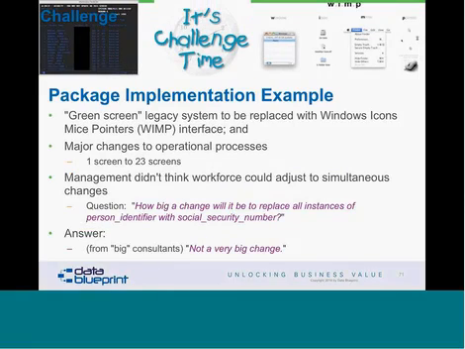Now, I know there aren't too many green screen applications out there, but there are a bunch. And this particular package was going from the green screen that you see in the upper left-hand corner. It's actually blue, but we call them green screen applications. And it's going to be changed to a very significantly different program with a WIMP interface, Windows, icons, mice, and pointers, what you'd expect in today's environment.